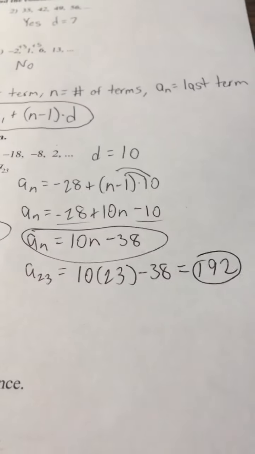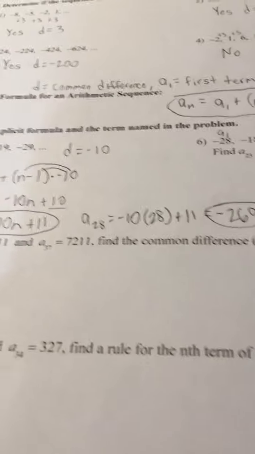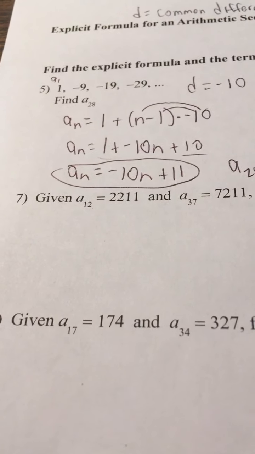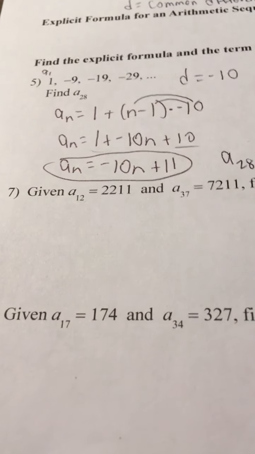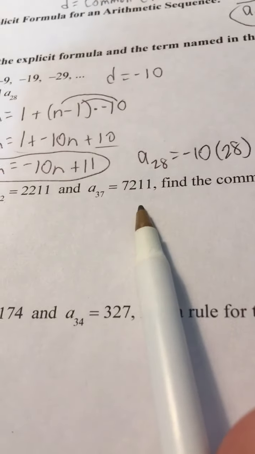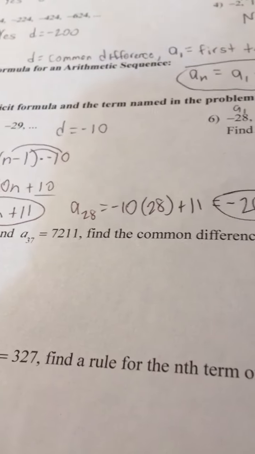All right, so it's just a matter of using that formula. Two more quick problems, then we're done. Number 7. This one's a little different. This one's telling me A12 equals 2,211. That means the 12th term of the list is that. And then the 37th term is that. And it wants to know the common difference, the D. It's not asking for the whole formula right now.